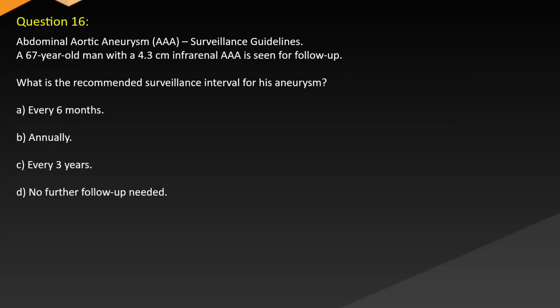Question 16. Abdominal aortic aneurysm. Surveillance guidelines. A 67-year-old man with a 4.3 centimeter infrarenal aneurysm is seen for follow-up. What is the recommended surveillance interval for his aneurysm? A. Every 6 months. B. Annually. C. Every 3 years. D. No further follow-up needed.